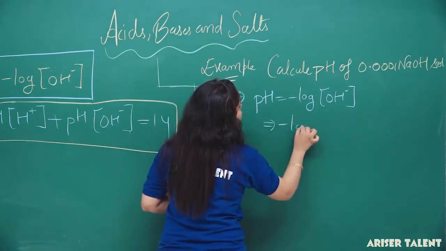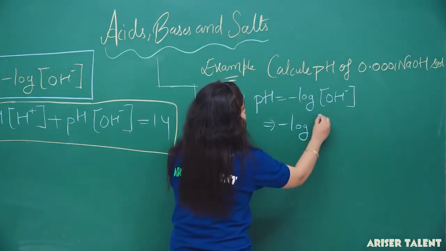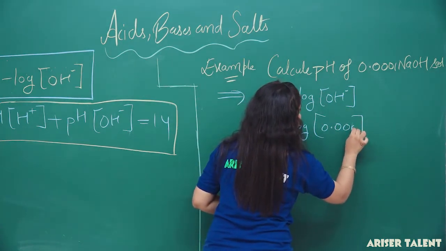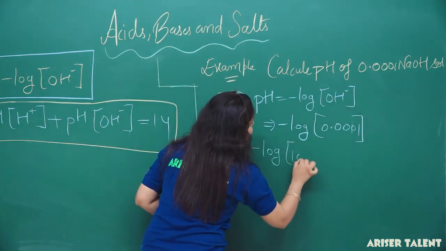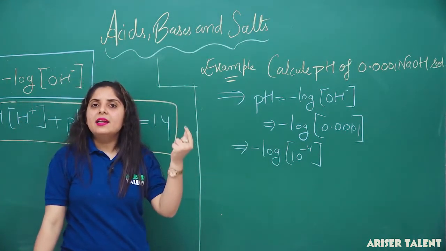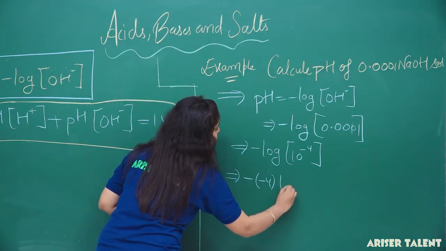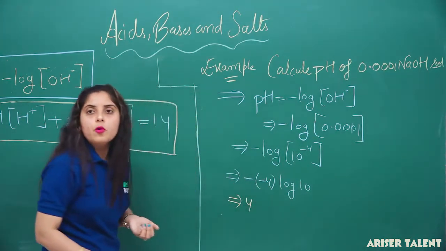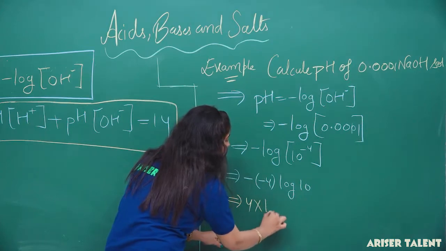Now we have minus log, concentration of OH minus ion is given 0.001. So we will substitute here 0.001. We have 3 zeros here. Now we can write it as minus log 10 raised to the power minus 3. Now I have just suggested you a rule that the thing that is in the exponent will come forward. So I can write here minus 4 log 10 minus plus. So we will get 4 here, and I have just told you that log 10 will be equal to 1. So I am substituting log 10 equal to 1.